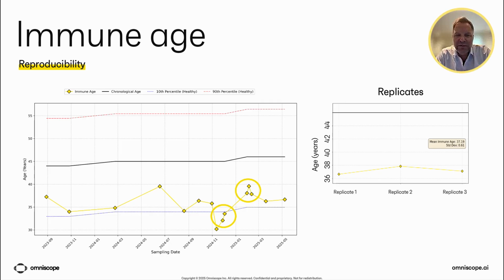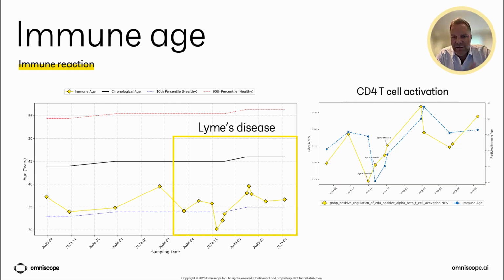Those are very much following the evolution of the immune age during those weeks. We're also looking at the classical replicate experiment where a single sample has been measured 3 times in this case. The immune age predictions are quite consistent with a very low standard deviation across the 3 replicates. And let's now zoom into this more specific period of variable immune age.